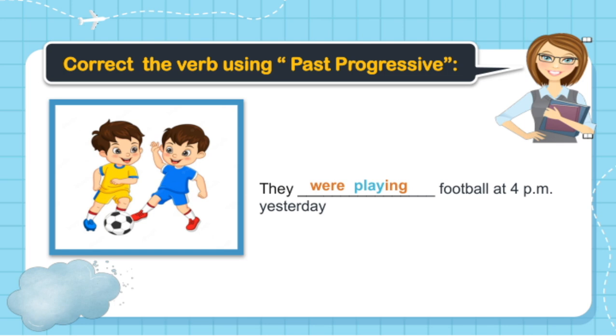Remember, the past progressive is formed with was or were plus the verb ending in ing. Understanding this helps us describe past actions more vividly and accurately, especially when setting the scene or talking about what was happening at a specific moment. It's a crucial part of mastering past tense storytelling in English.